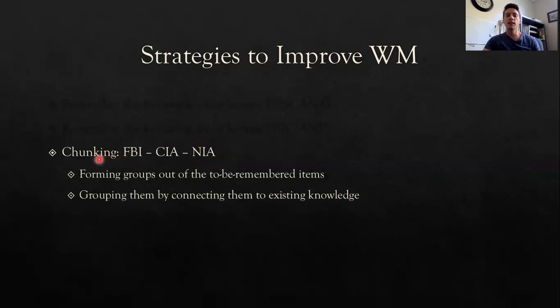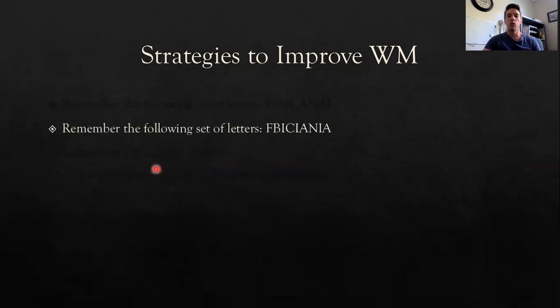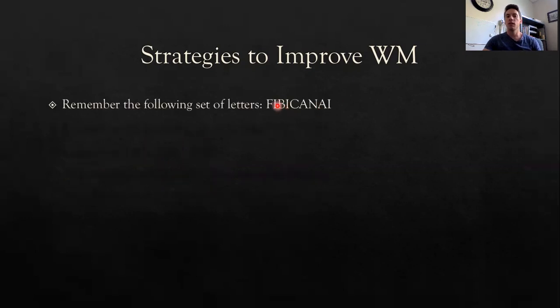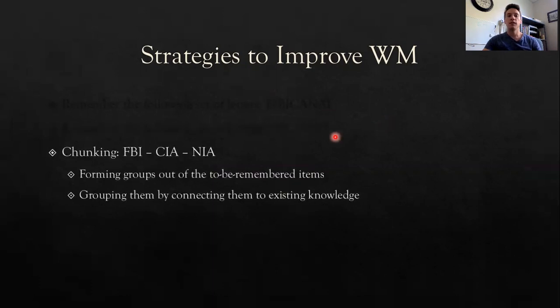Nevertheless, this concept, referred to as chunking, was a useful way to group individual items, each of the letters, into familiar structures, which would help you to remember them for a longer period of time. Whereas in the first version, in which they were presented in a random order, it's much harder to remember them. And so this is just forming groups out of the to-be-remembered items, and it's grouping them by connecting them to existing knowledge.